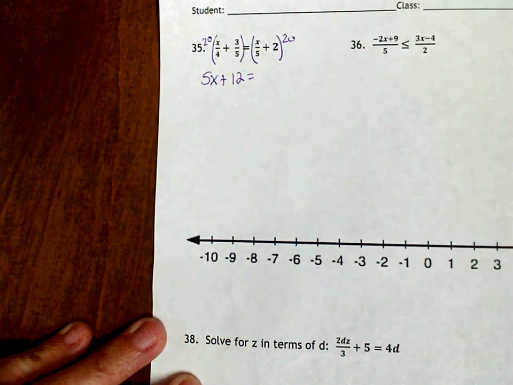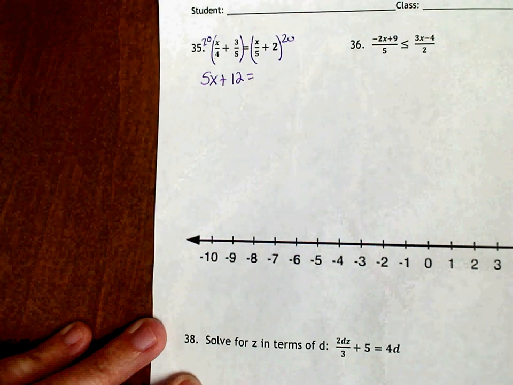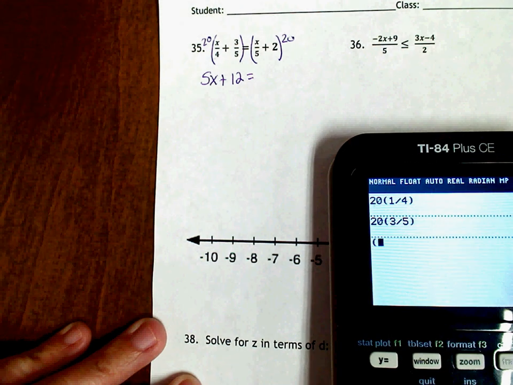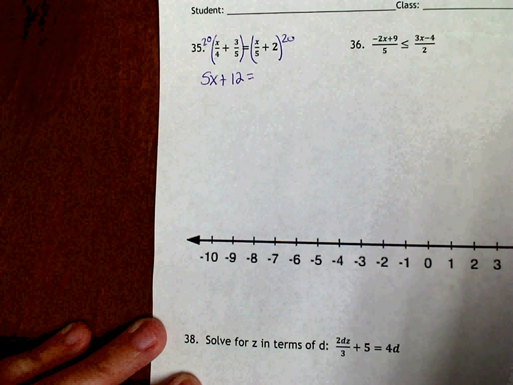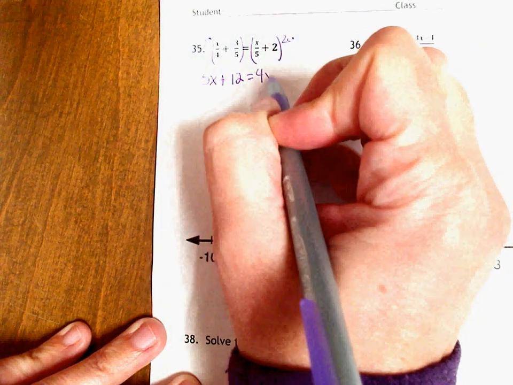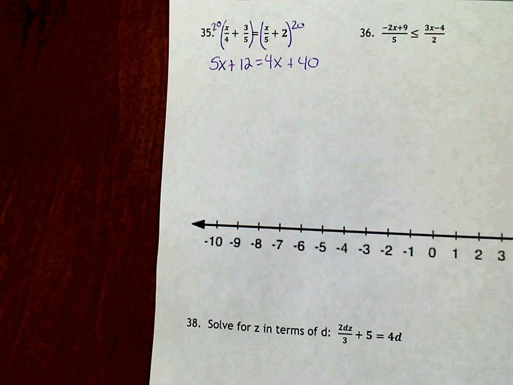And then on the other side, same thing. 20 times 1/5 and then 20 times 2. So 20 times 1/5 is 4. So that's going to give us 4x. And then 20 times 2 is 40. So now it looks just like the problems we were working before.